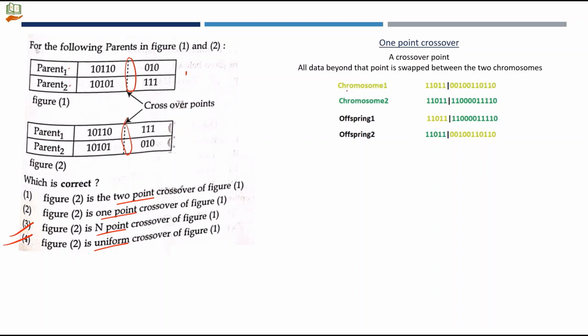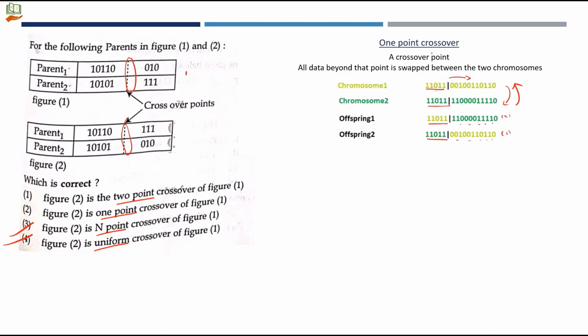Let's take 2 chromosomes, namely chromosome 1 and chromosome 2. They are in different colors for better clarity. Here we are placing the point in the same position. Now chromosome 1 will have this value as it is, and this value will be taken from chromosome 2. Similarly, this part of chromosome 2 is staying as it is. This part has been taken from chromosome 1. All data beyond that point, after this point, is swapped between the 2 chromosomes. It is swapped. Do you get the meaning now?